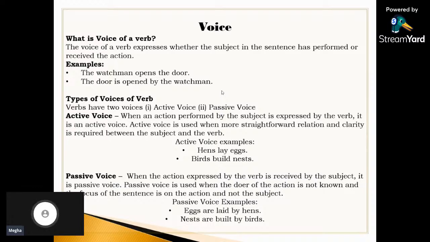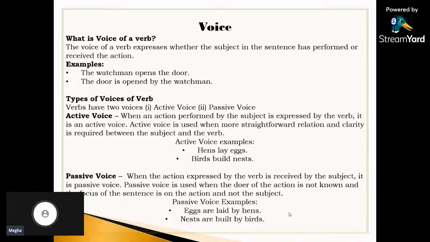See the example, eggs are laid by hens. See, the same example is written in both active and passive voice, correct? In active voice, it was hens lay eggs. As I said, hens is the subject, lay is the action. So the preference is given to hens there. But here in passive voice, eggs are laid by hens, the preference is given to the action, not the subject.